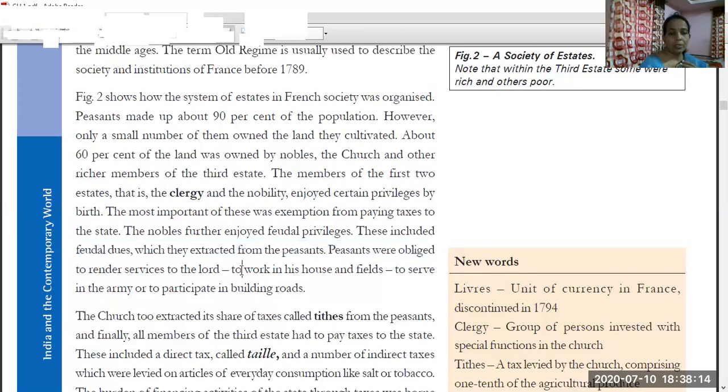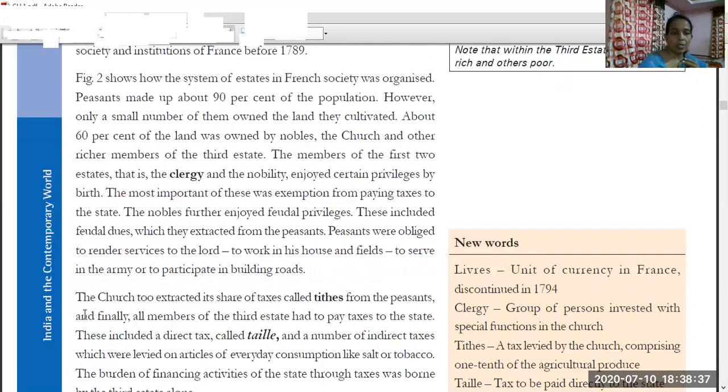Services were in the form of work in the house and fields, to serve in the army, or to participate in building roads. These were the works done by the third estate or the landless people for the nobility. It was not enough. The situation was worse.